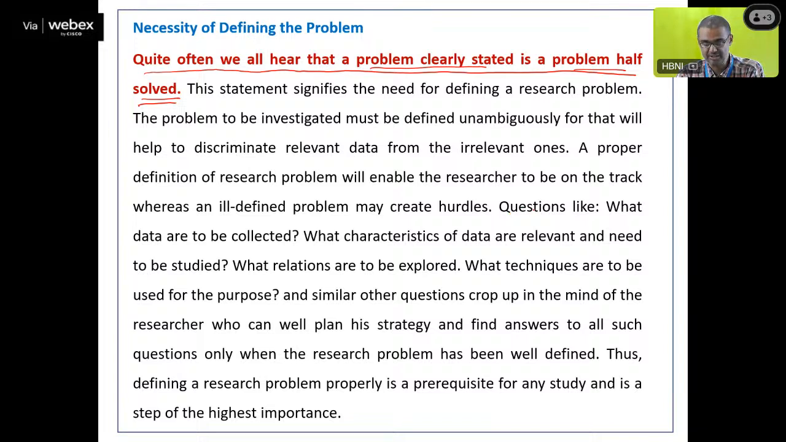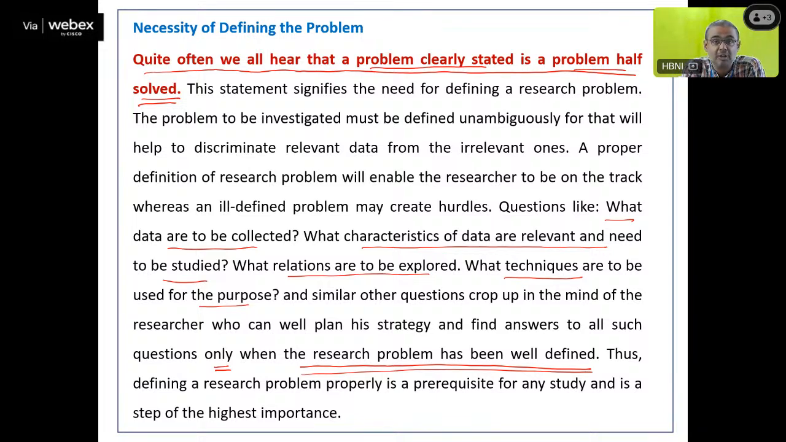Questions like what data are to be collected, what characteristics of data are relevant and need to be studied, what relations are to be explored, what techniques are used for the purpose, and similar questions crop up in the mind of a researcher who can plan strategy and find answers to all such questions only when the research problem has been well defined.